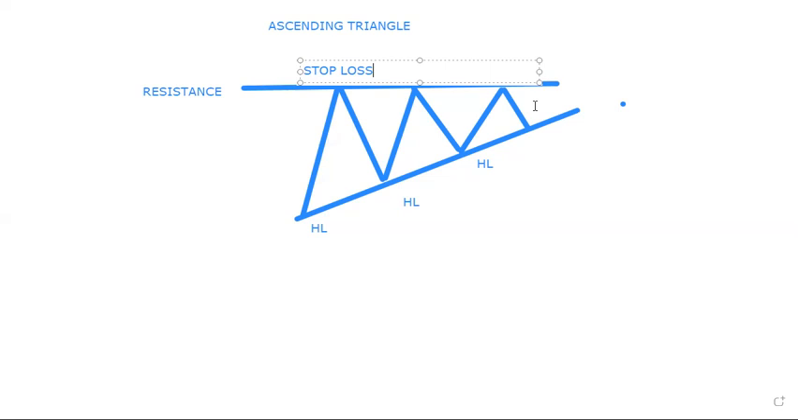Two, buy when the market breaks above the resistance. Now put in brackets: if it gives you an opportunity for a retest, you can pick a lower entry.